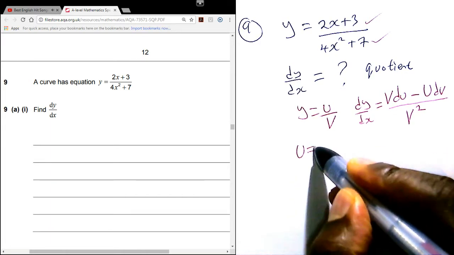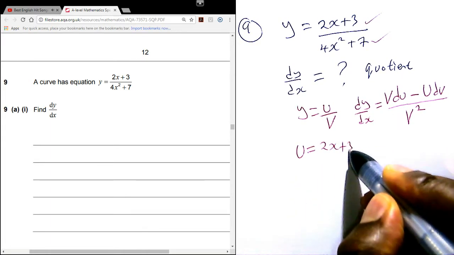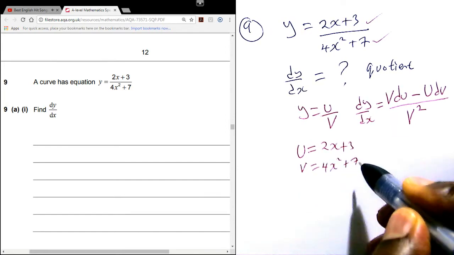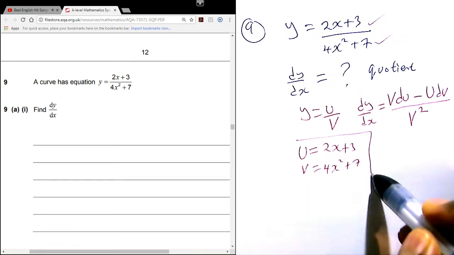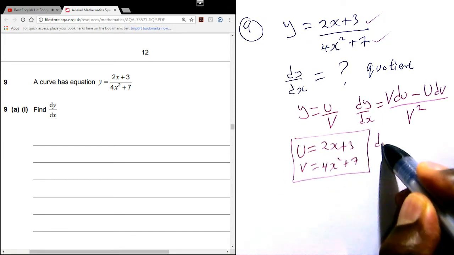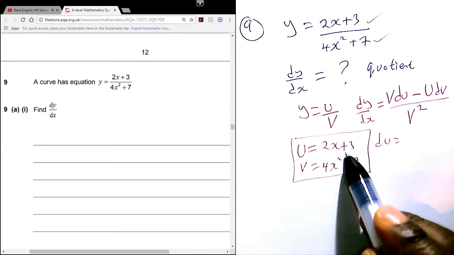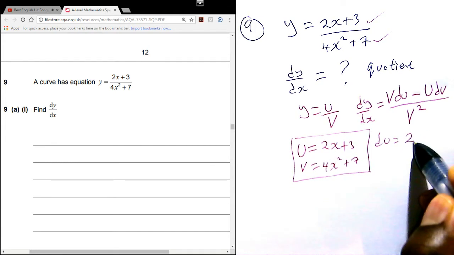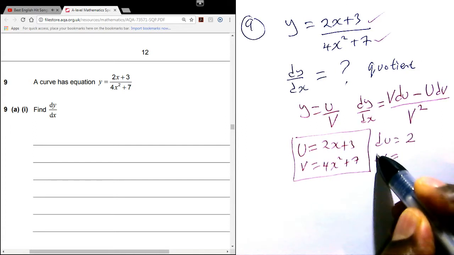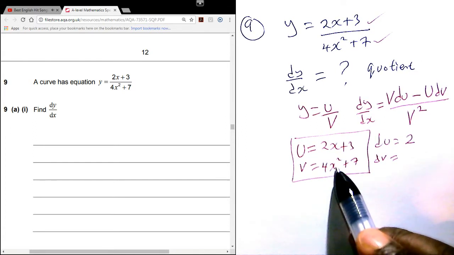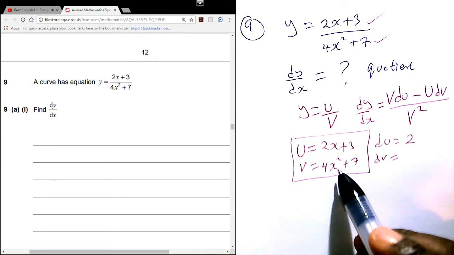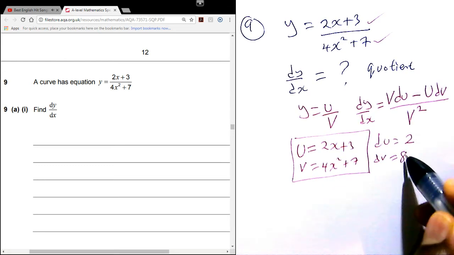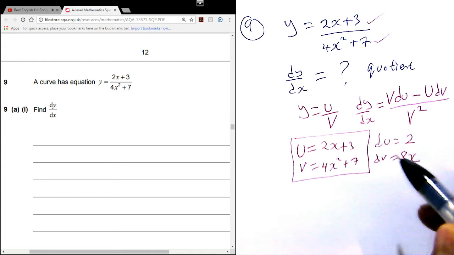So u equals 2x plus 3, v equals 4x squared plus 7. If u is this and v is that, what's du going to be? What's the derivative with respect to x of 2x plus 3? That's just 2. And what's the derivative of v? In this case, it's with respect to x again, sorry. That's 2 times 4, which is 8, x to the power of 2 minus 1, which is 1.